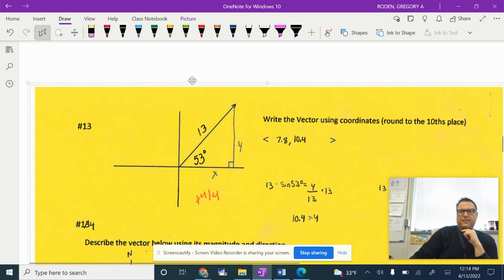Sorry about that, guys. I don't know what happened. I got rid of one of the pages I scanned, so I had to rescan it really quick.